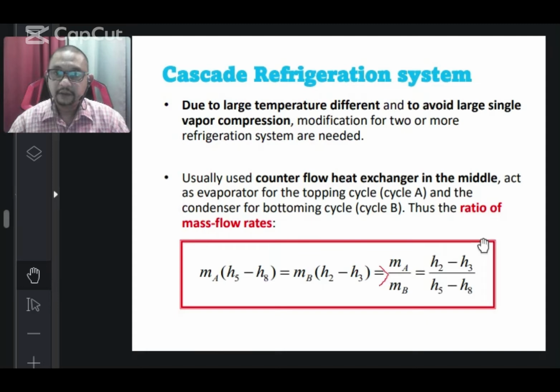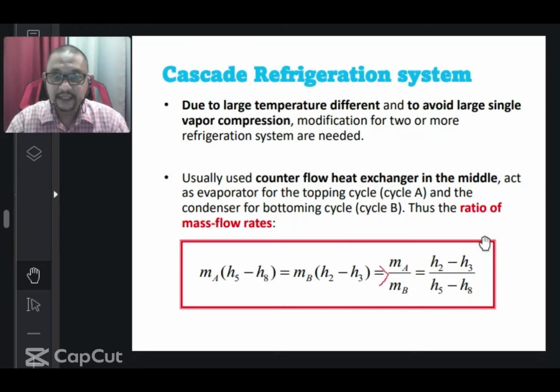As you see, due to the large temperature difference, and to avoid a large single vapor compressor, modifications for two or more refrigeration systems are needed. Usually, this system uses a counterflow heat exchanger in the middle, acting as the evaporator for the topping cycle, that means cycle A, and the condenser for the bottoming cycle, that means cycle B. Through this, the ratio of the mass flow rates must be calculated.